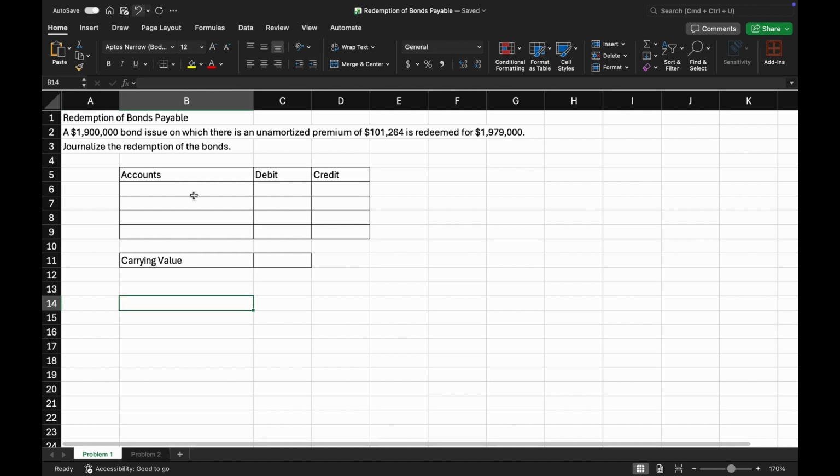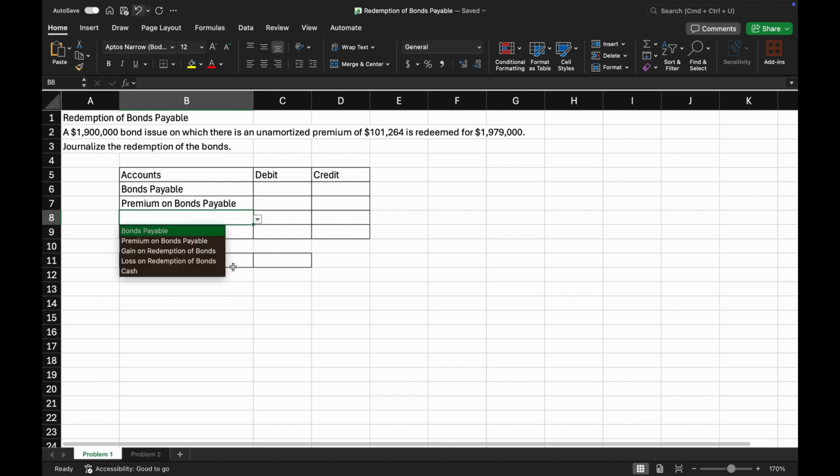Firstly, let's put the accounts being affected, which are bonds payable, and then premium on bonds payable. The next account will either be gain or loss on redemption of bonds, but we're not going to do that one yet. And the last account being affected will be cash.